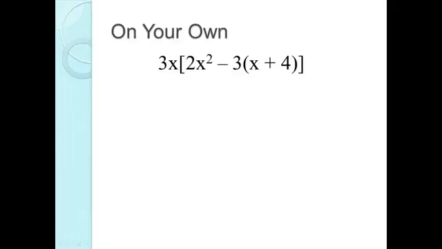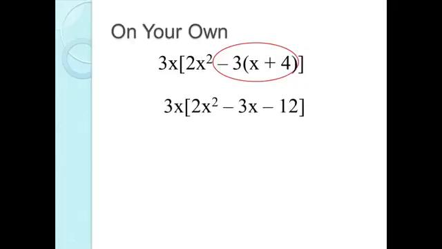Hopefully you started by distributing the negative 3. Negative 3 times x is negative 3x, and negative 3 times 4 is negative 12. Rewriting the expression after this step, you notice that there is nothing that you can combine together inside the brackets. Our only choice then is to distribute the 3x to each of the terms inside the brackets.